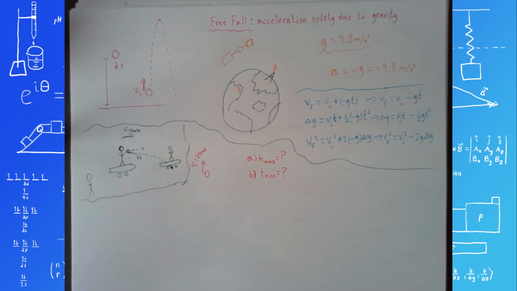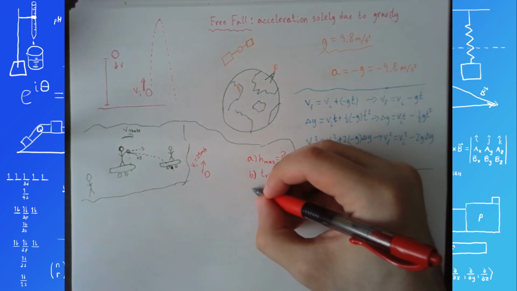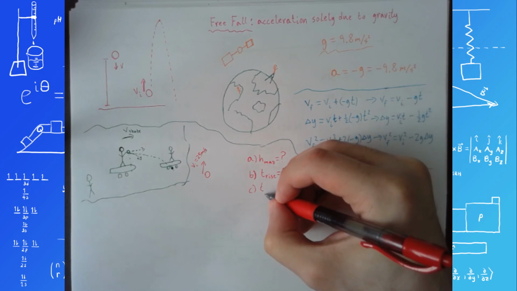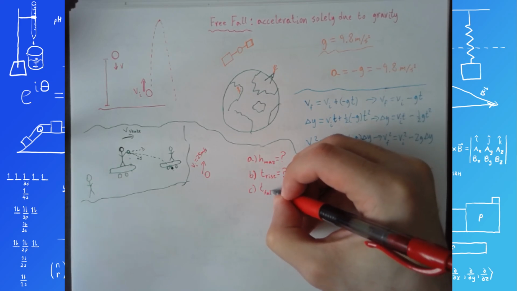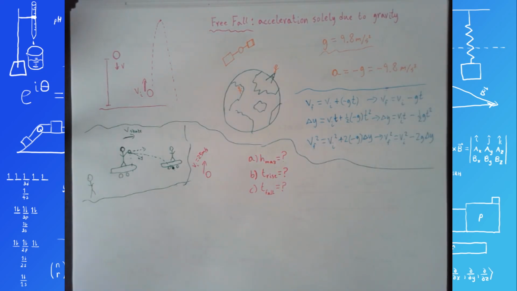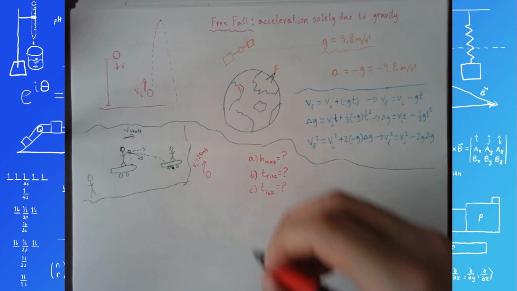Part C, how long does the ball take to hit the ground after it reaches its highest point? So this is what I like to call the time to fall back down, T fall. This is falling from the maximum height. And then part D is asking, what is its velocity when it returns to the level from which it started?